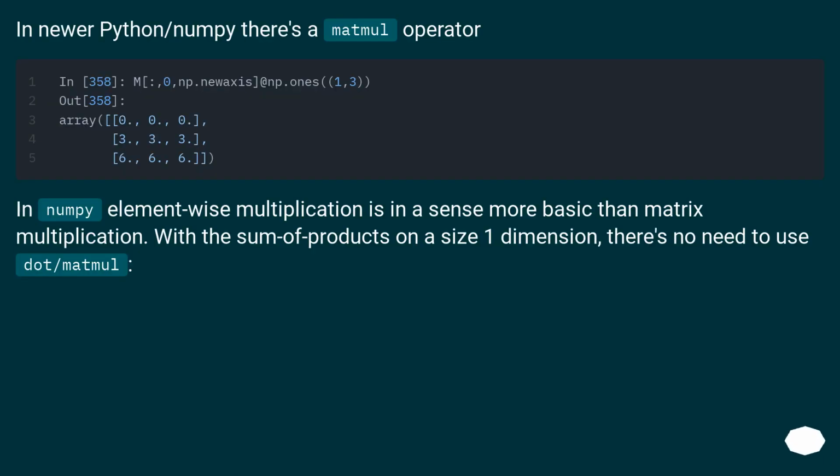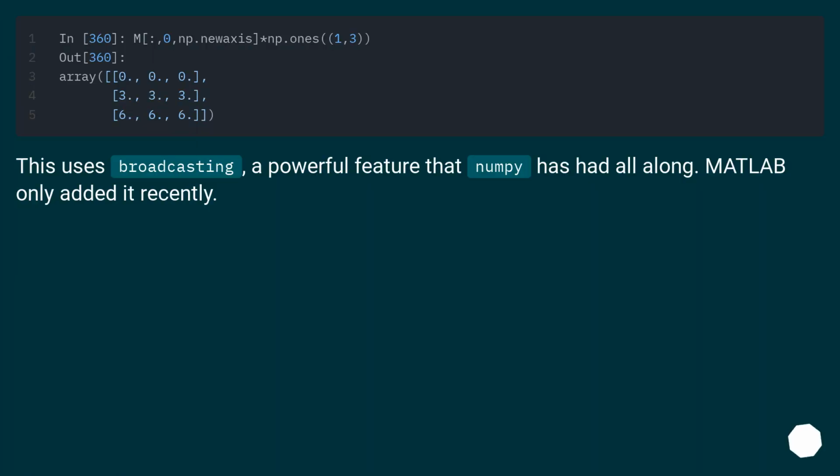In newer Python/numpy there's a matmul operator. In NumPy, element-wise multiplication is in a sense more basic than matrix multiplication. With a sum of products on a size 1 dimension, there's no need to use dot or matmul. This uses broadcasting, a powerful feature that NumPy has had all along. MATLAB only added it recently.